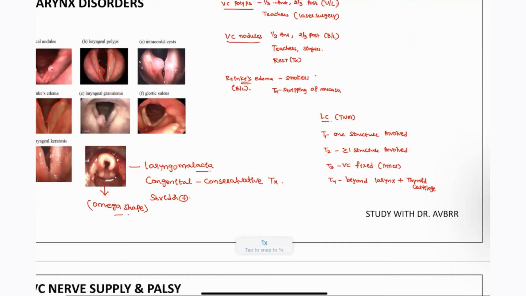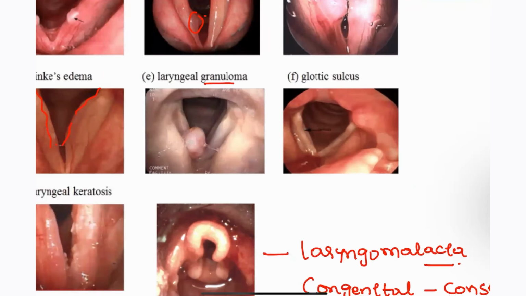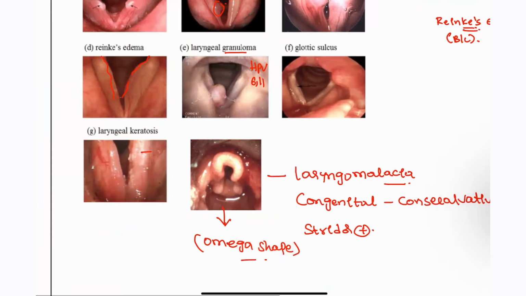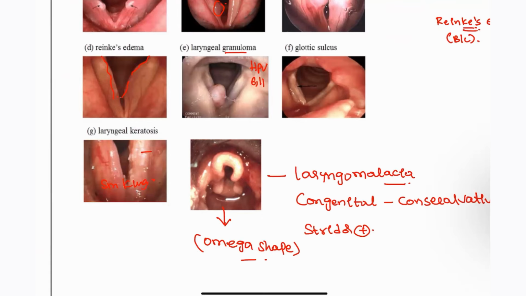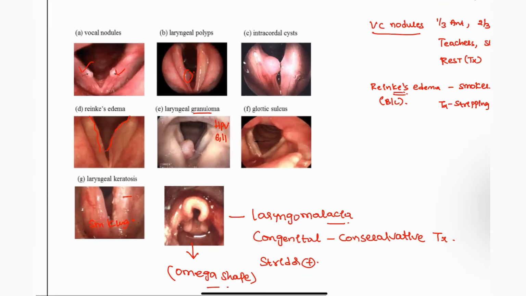Next, these are the important factors that you have to remember. For example, if you see the granuloma, this is associated with HPV 6 and 11, oral type of cancers. Laryngeal keratosis is most commonly due to smoking. The outer layer will be damaged due to the keratosis. Bilateral vocal cord nodules, polyps is unilateral. These are cystic, structured with some type of fluid, and the leaking of the fluid will be edematous here in the intracordal cyst.